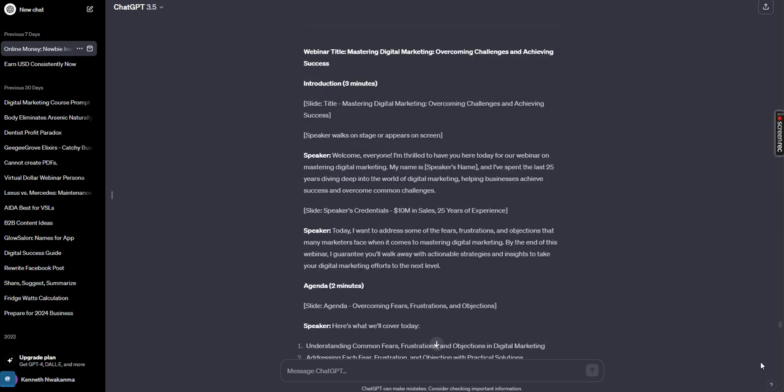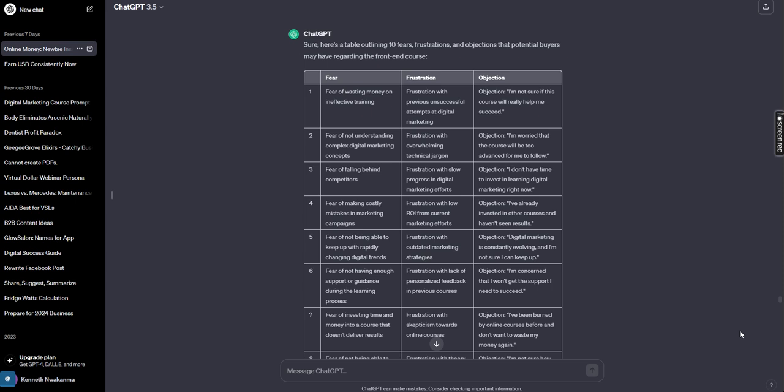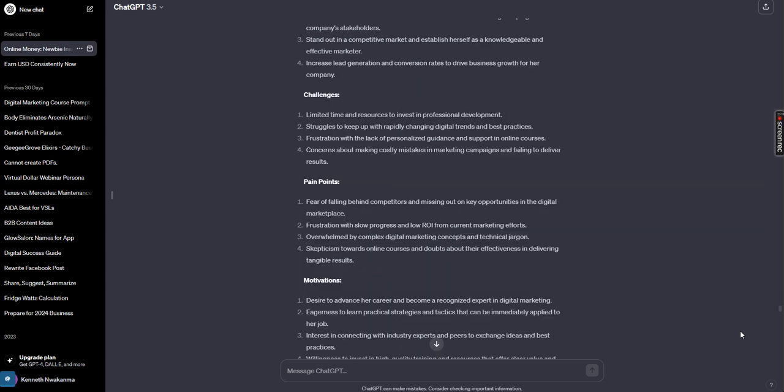Where is that table? Right, if you go up here and you say, fear of wasting money on ineffective training, I'm not sure if this course will really help me succeed. It will, because the purpose of this course is not just for you to succeed, but for you to build a lifelong dream of financial independence. So the first thing you do is you introduce yourself, you talk about some things in the course, you look at the pain points and challenges, you begin to break them down. You show people that this is possible.